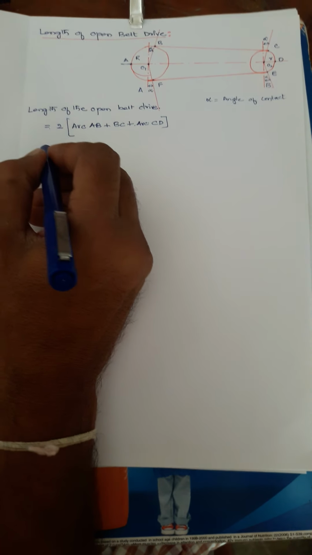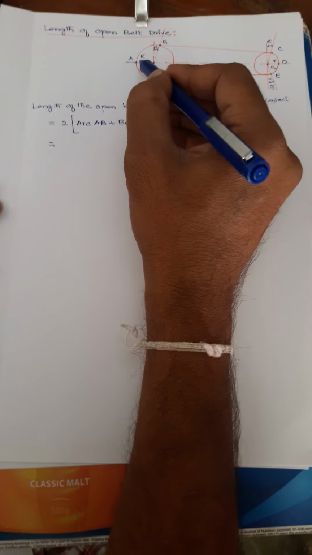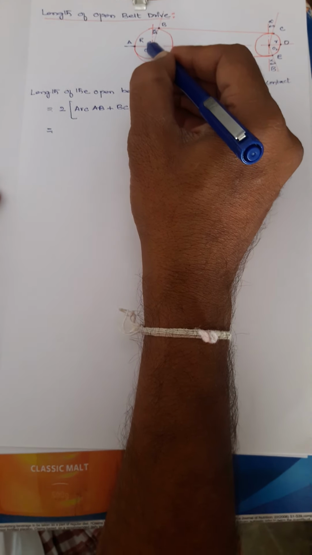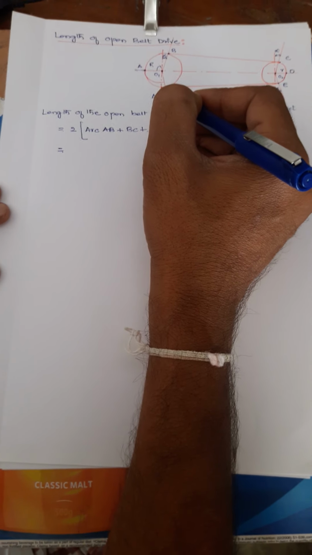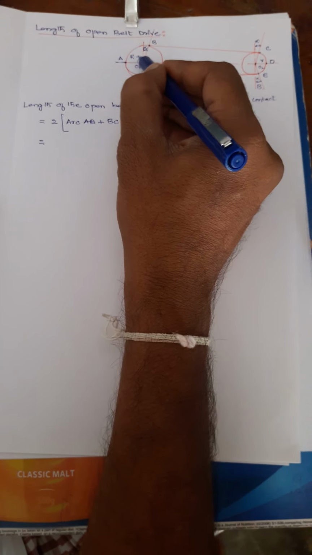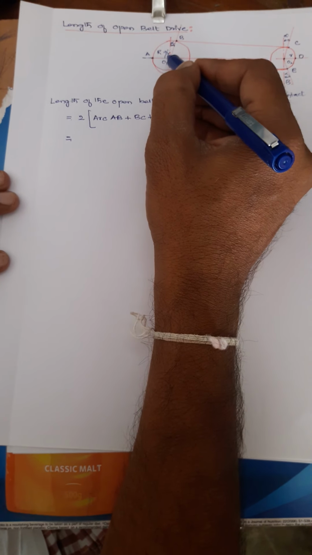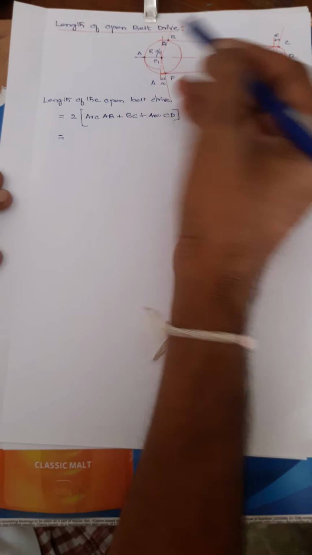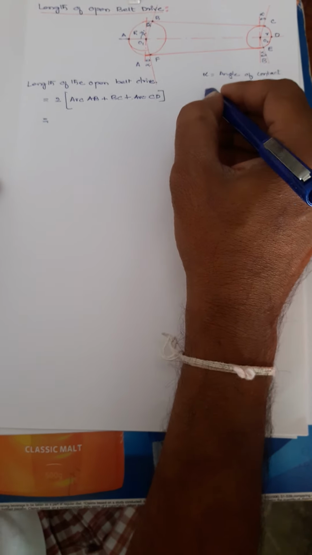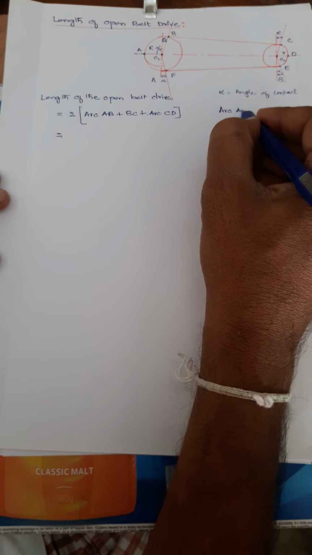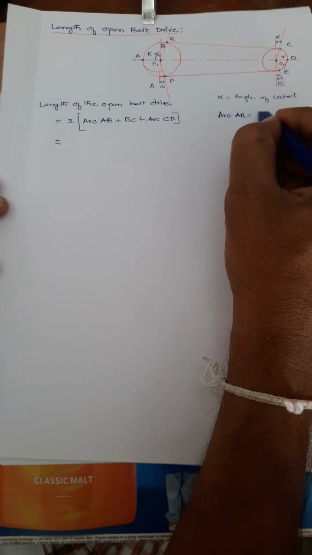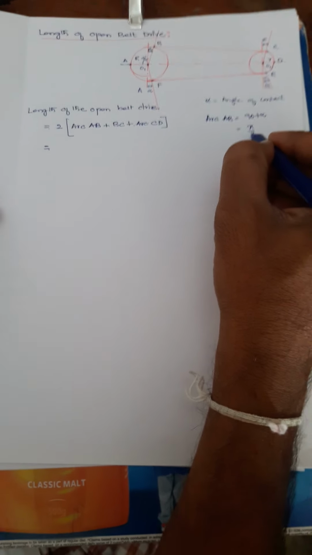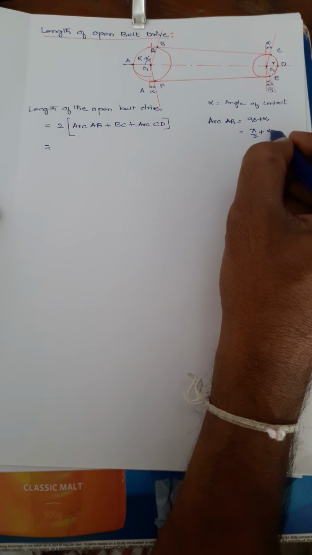Then you can find out this arc AB. If you see here, this is the vertical axis of the pulley, so this is about 90 degrees. So arc AB is 90 plus alpha, and this can also be written as pi by 2 plus alpha.